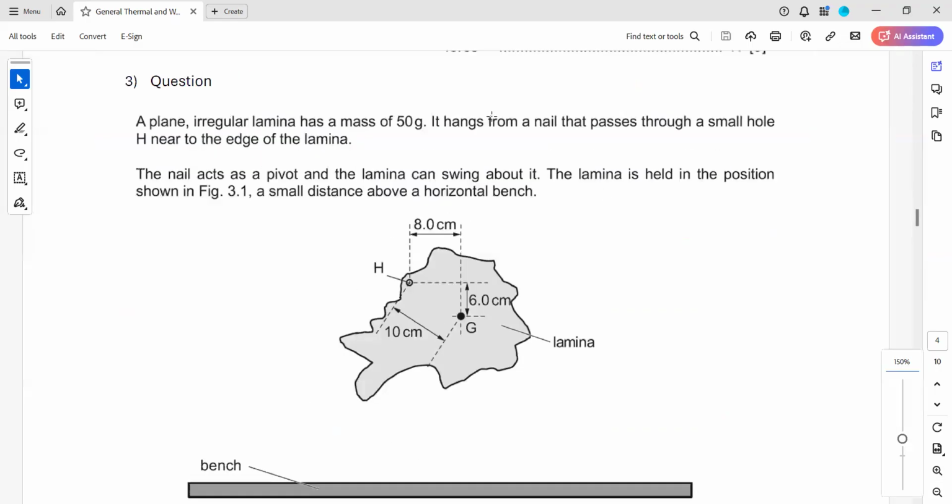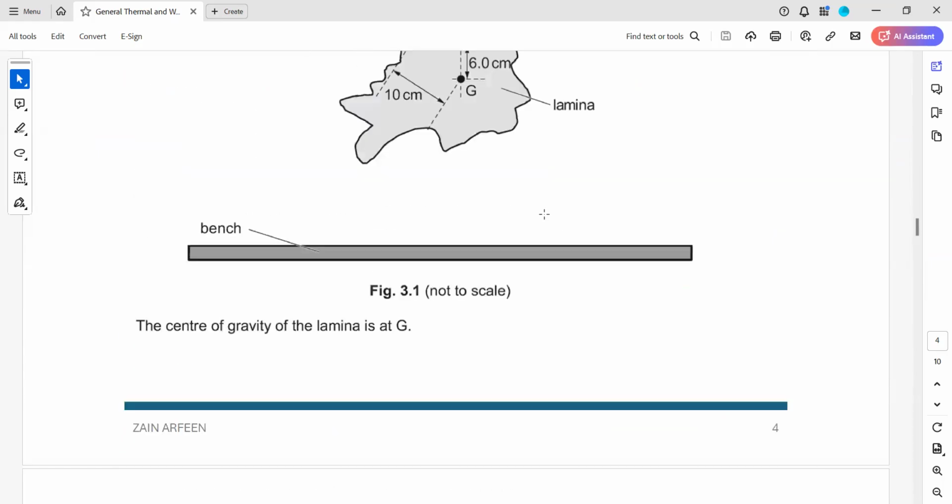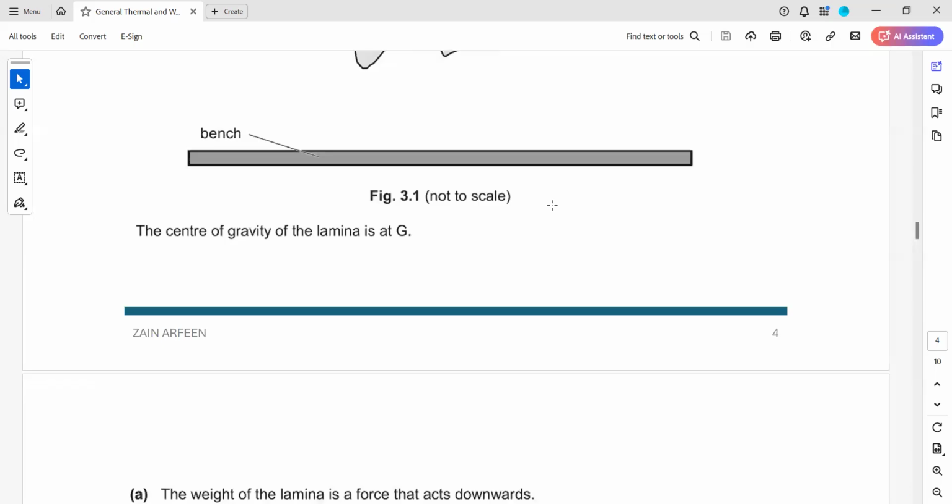Question 3, a plain irregular lamina of mass 50 grams. It hangs from a nail that passes through a small hole at H. So H is a pivot for us. H is a point of rotation. The nail acts as a pivot, which they mentioned. The lamina can swing about. A lamina is held in the position shown in figure 3.1, a small distance above the horizontal bench. The center of gravity of the lamina is G, meaning the weight is acting at this point.